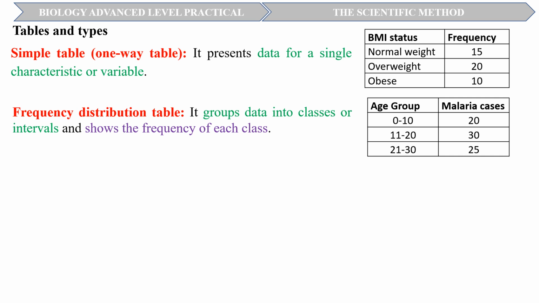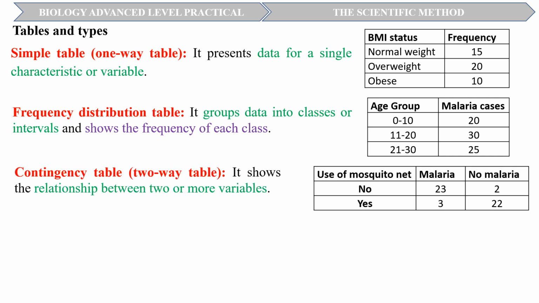A contingency table or two-way table shows the relationship between two or more variables. The example is data from a study seeking the relation between use of mosquito nets as protection against malaria and development of the disease. We suppose that the students sampled two groups of people, one of those who use mosquito nets and the other who do not, and then test them for the presence of plasmodium in their blood.